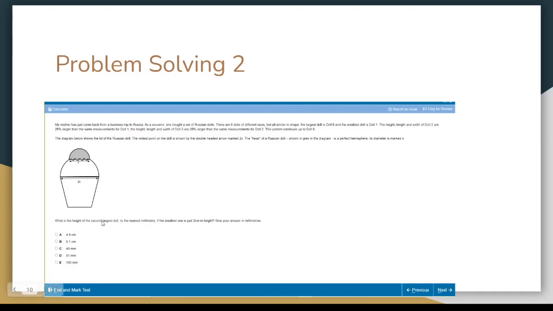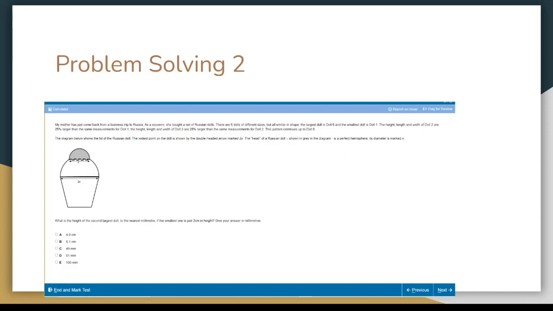Problem solving 2. Again, pause here, read through the information and have an answer ready. What is the height of the second largest doll, to the nearest millimeter, if the smallest one is just 2 centimeters in height? Give your answer in millimeters. With this question, it's all about being able to do it precisely and quickly, because this is a question where you could potentially save some time. However, you do have to multiply your value a number of times before getting the right answer.